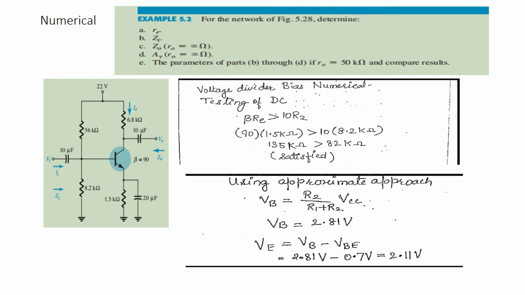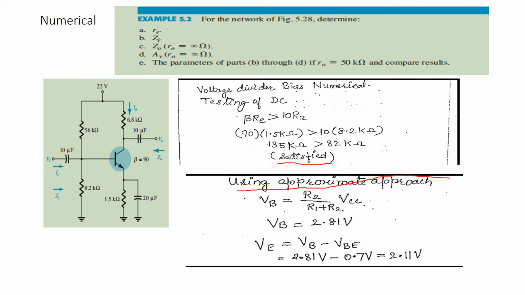Numerical for the network shown in the figure: determine resistance Re, input impedance, output impedance when R0 is infinite, voltage gain when R0 is infinite, and compare the values when R0 is 50 kilo ohms. So go for DC analysis. First check whether beta times Re is greater than 10 times R2. It is satisfied over here, so proceed to do the DC analysis.